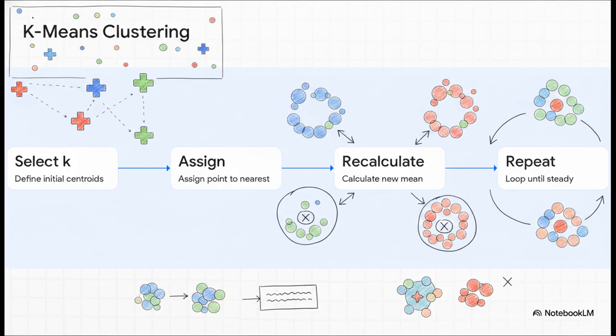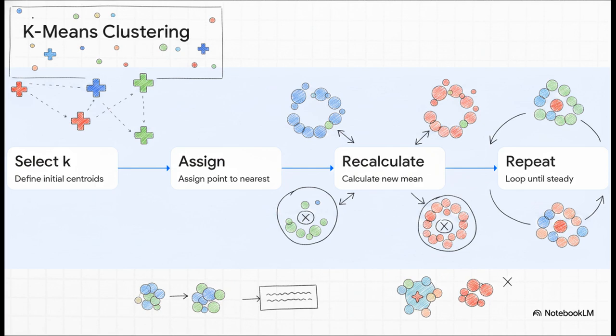K-means is a centroid-based method that finds underlying structures by minimizing the distance, again, usually the Euclidean distance, between totally unlabeled data points. Here is the core loop. First, you define k initial centroids. Then you assign every single data point to the nearest one. Next, you mathematically recalculate the center mean of those new clusters. And then you just repeat that process until the clusters stop changing.